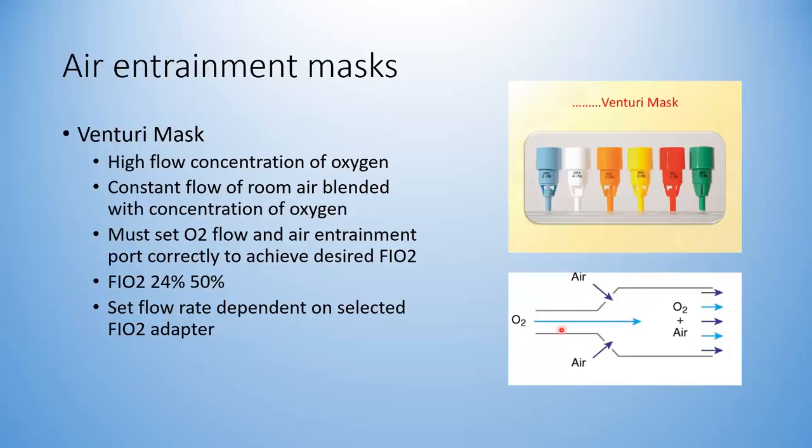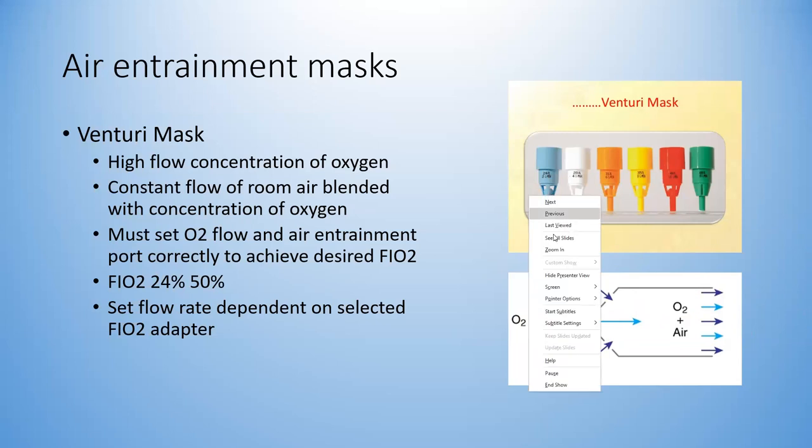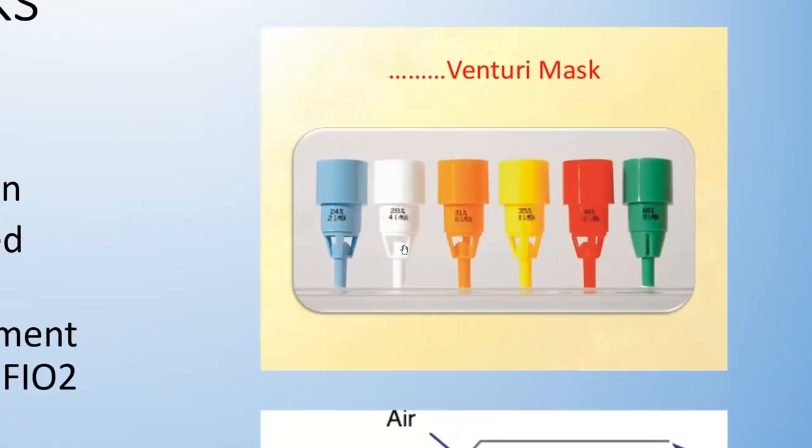So you understand now, therefore, this principle right over here. As you could see, the Venturi mask, and I'm going to zoom in over here. As you could see, there are wider openings, which would be 24%. And as you go to smaller openings, like here, it is now 60%. In essence, this Venturi mask is also referred to as the Venti mask. It is classified as an air entrainment mask. So what happens is this mask mixes with oxygen and room air, which would therefore create a high flow oxygen-rich mixture of a desired concentration.